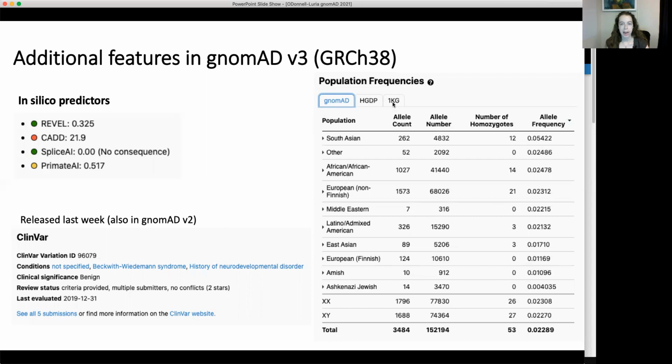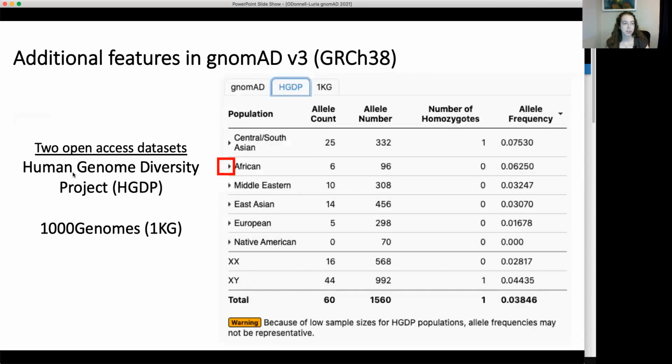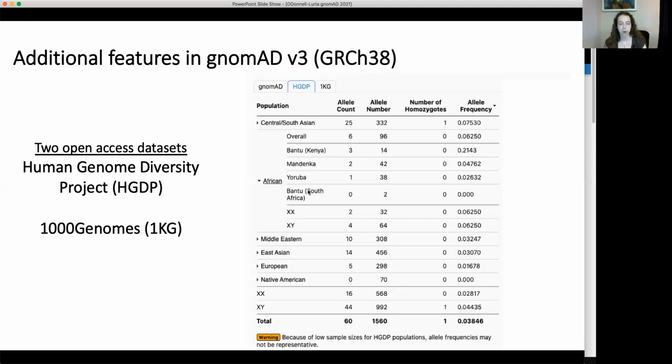I'm showing these tabs where there are 2 additional data sets just present in gnomAD v3. These are the Human Genome Diversity Project and the 1000 Genomes Project. You just click over on one of these tabs, and you can see for the same variant the data that is subsetted to this publicly available data set. If you click on any of these little triangles, you can expand that and learn more about some of the subpopulations that the data was collected from. Also, on any of these variant pages, we have the number of XX samples that have the variant and the number of XY samples, so males and females.